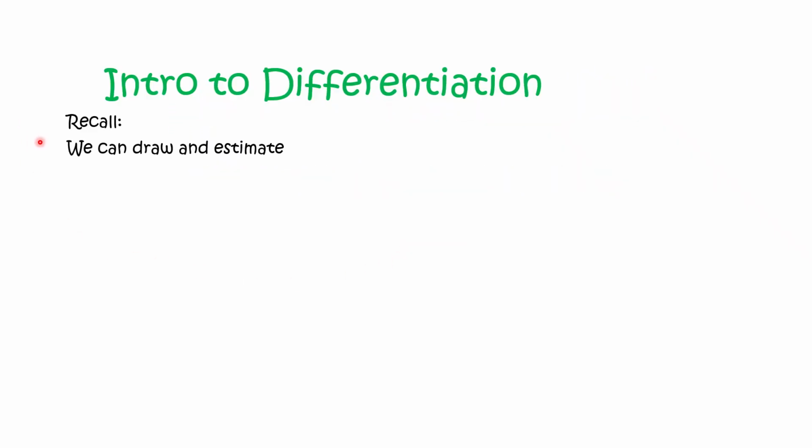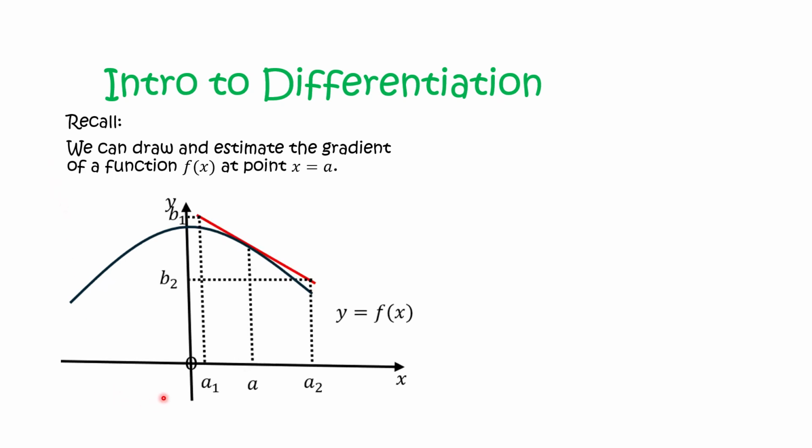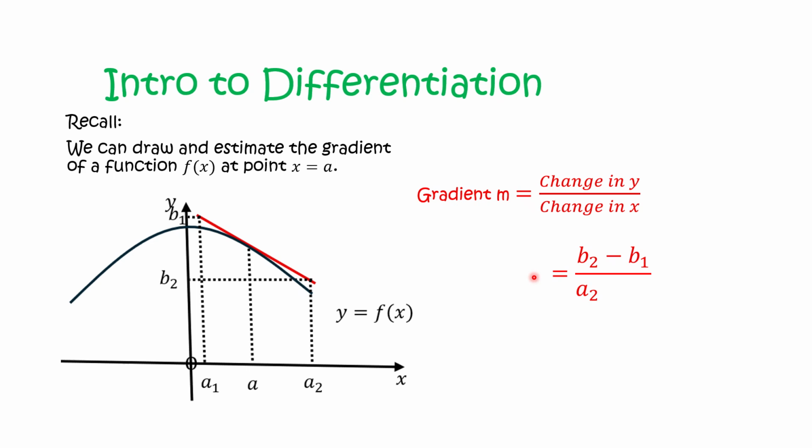Recall, we can draw and estimate the gradient of a function f of x at a point x equals a. Of course, we would need to construct a tangent and then find 2 points. Then we find the gradient as the change in y over change in x. Using what we have in the graph on the left, the gradient is given by b2 minus b1 over a2 minus a1.